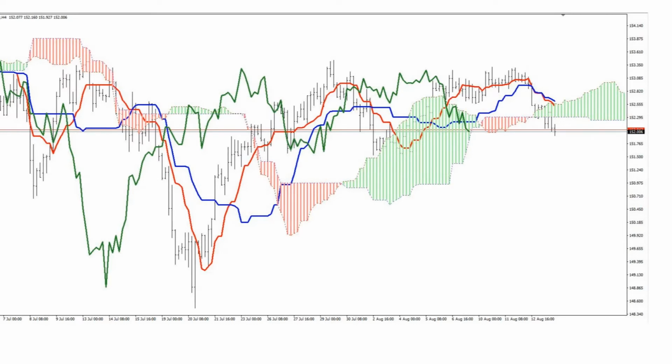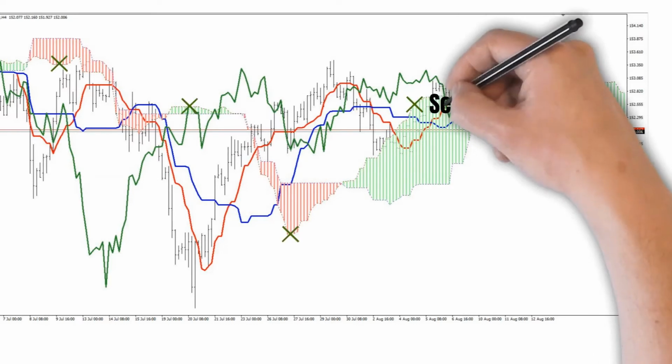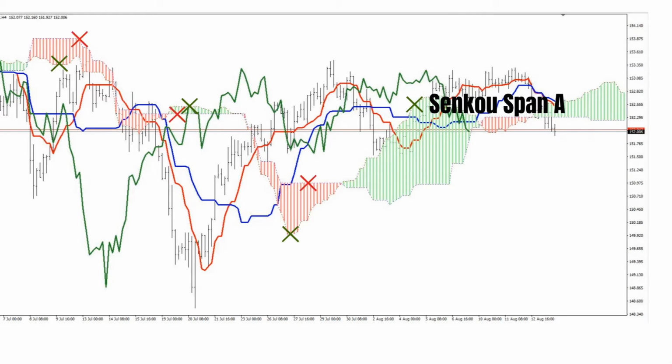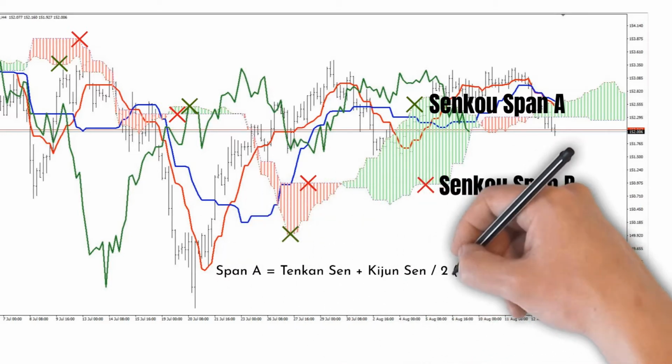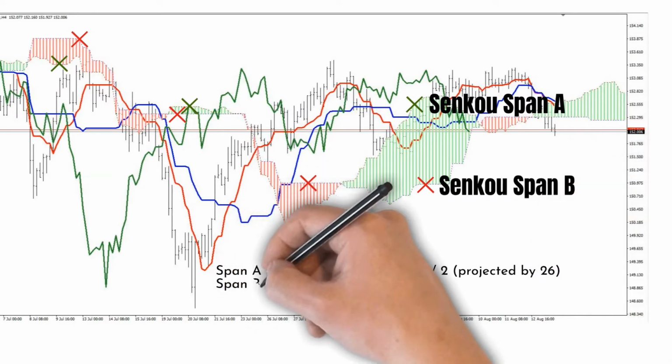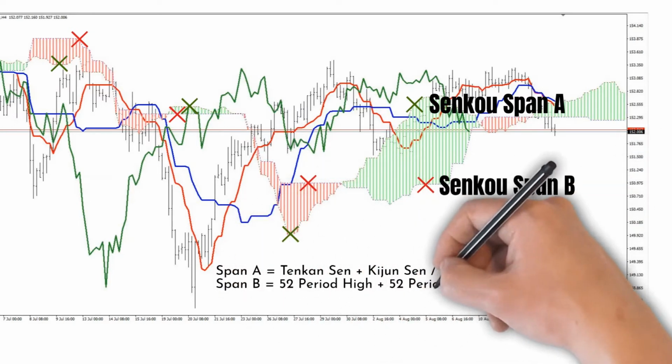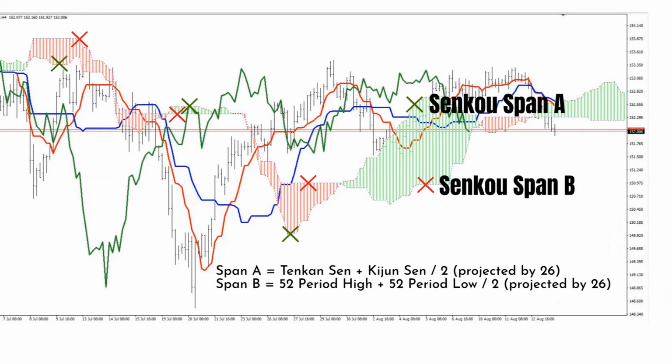The cloud, or kumu, is the area bounded by the Chiku Span A and the Chiku Span B. Both Chiku Spans are a projection 26 time periods into the future. This is the reason the cloud appears to extend beyond the current candle. What this means is that the cloud that relates to the current price is actually an echo of market sentiment 26 time periods ago. The Span A is the average of the Tenkan-sen and the Kijun-sen projected forward, while Span B is the average of the high and low over the last 52 time periods projected forward.